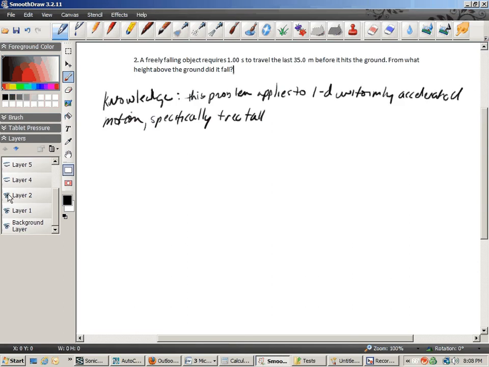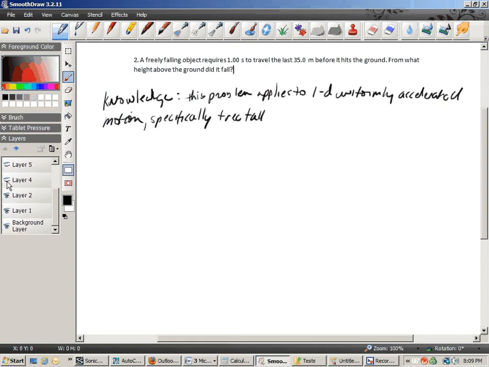A simple statement that this problem applies to 1D uniformly accelerated motion, or that it applies to free fall motion, or that it applies to 1D uniformly accelerated motion, specifically free fall, would be sufficient for a first statement indicating that you have knowledge of what this problem deals with.